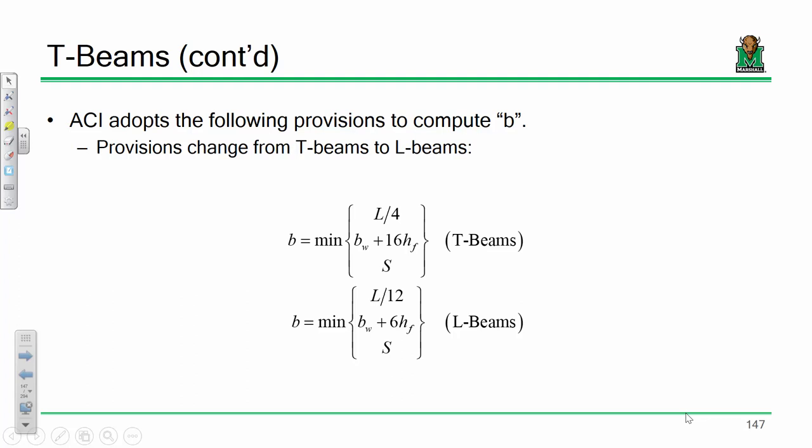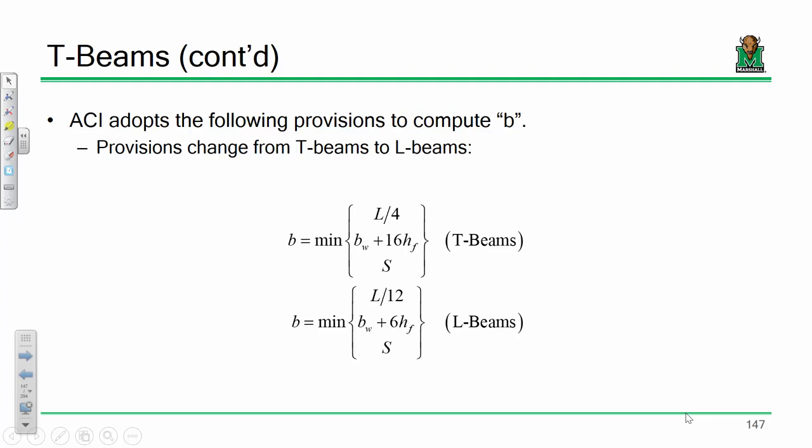You would take the span length over 4, or BW plus 16 times HF. Think about it like this: BW is the width of the web, HF is the height of the flange. So BW is this dimension, and HF is that dimension. Remember, I said I'm going to be very cognizant of this notation. So we take L over 4, BW plus 16 HF, or S, which is the girder spacing. Whichever is the minimum is the one we use for our effective flange width. That defines our geometry, and that's for T beams.